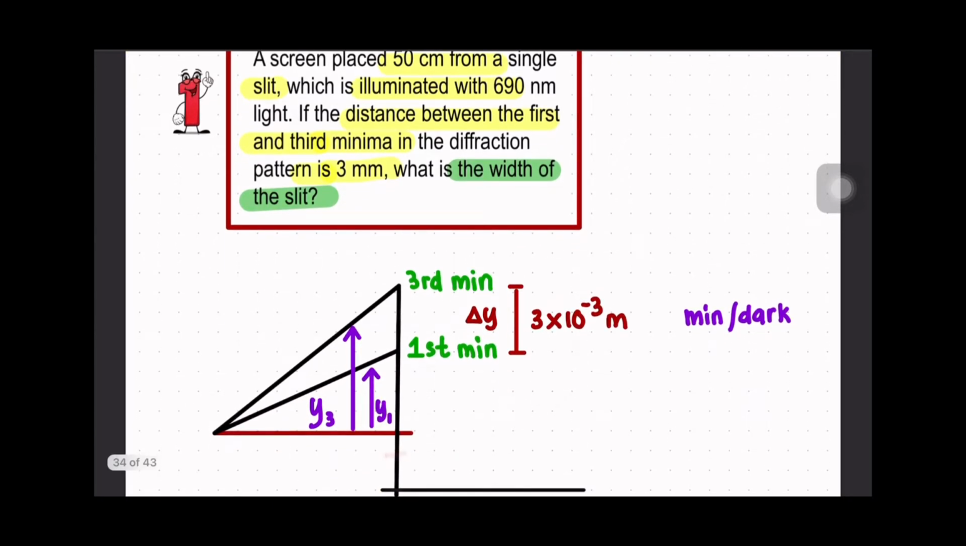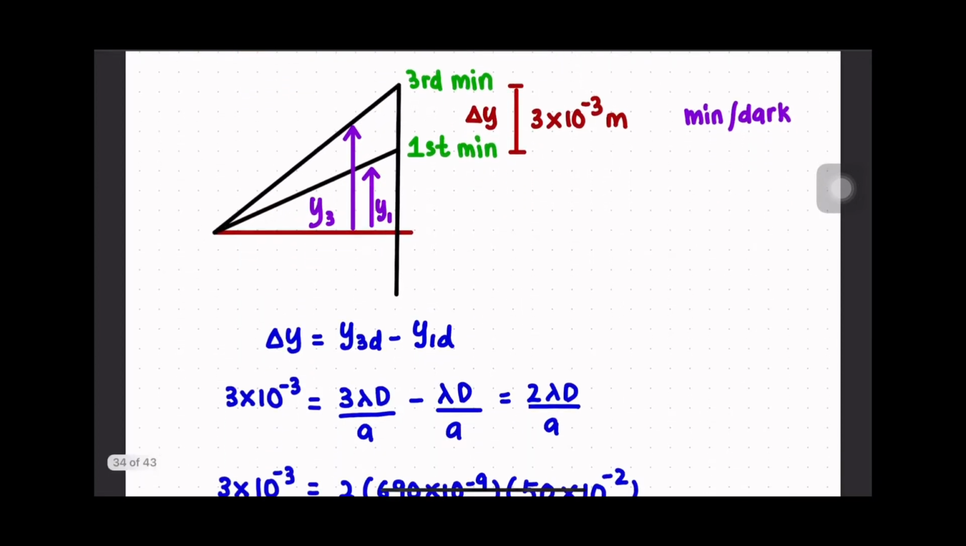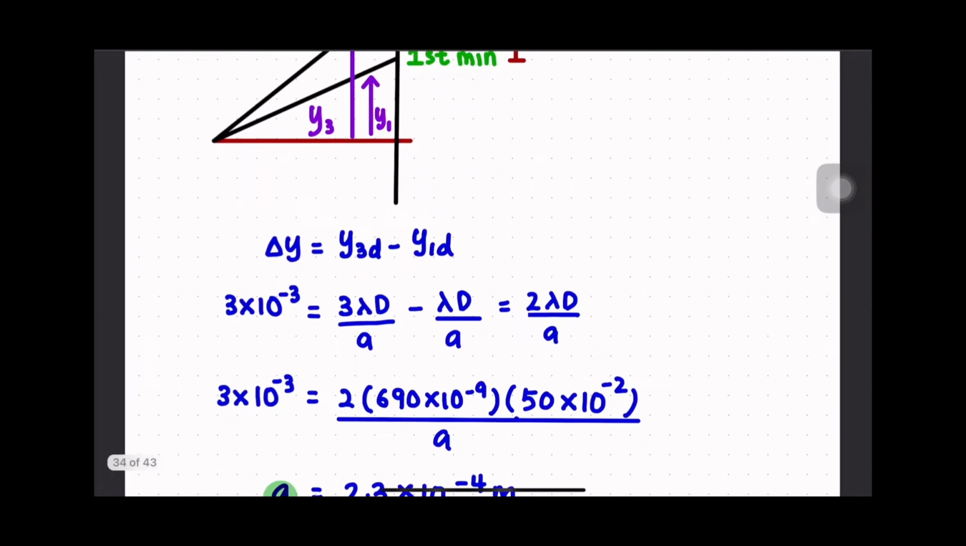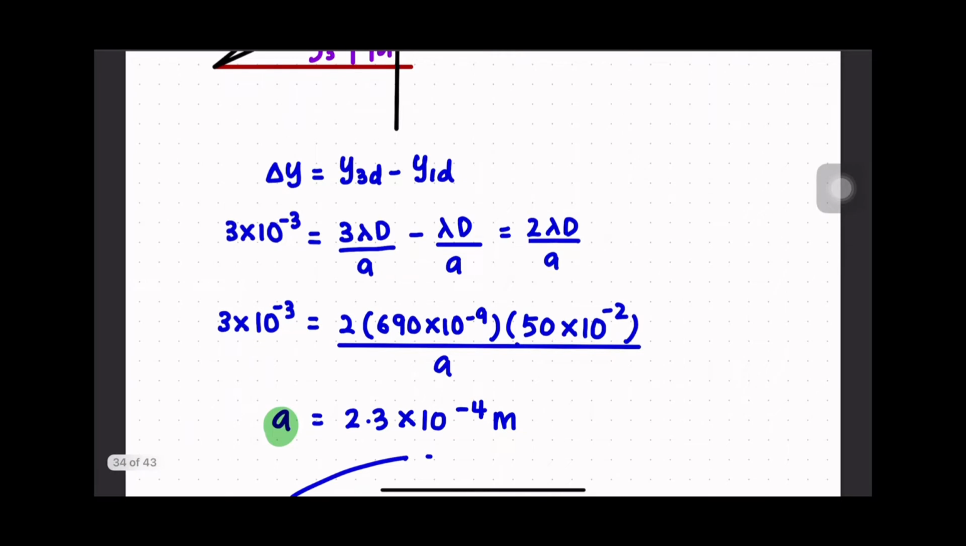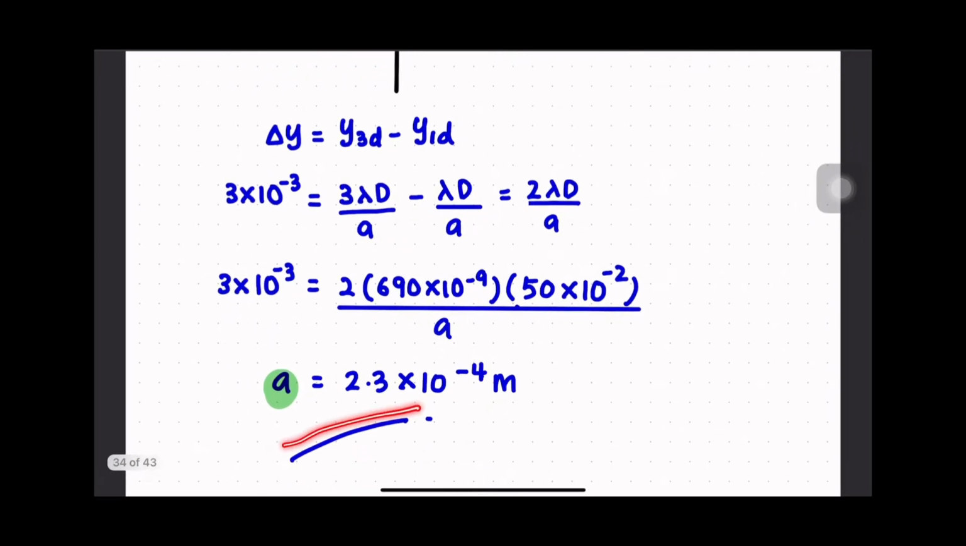So from the diagram, we can see that the center bright is here. So this is the first minimum place and the position of third minimum, and then the distance given 3 mm is the distance between first minimum and the third minimum. So dia adalah data delta Y. So here is center bright, for the first minimum adalah Y1 and from the center bright to the third minimum adalah Y3. Jadi kita nak guna formula, kita boleh guna delta Y is equal to Y3 dark minus Y1 dark. So substitute the value, so we get A is equal to 2.3 times 10 to the power of -4 meter.